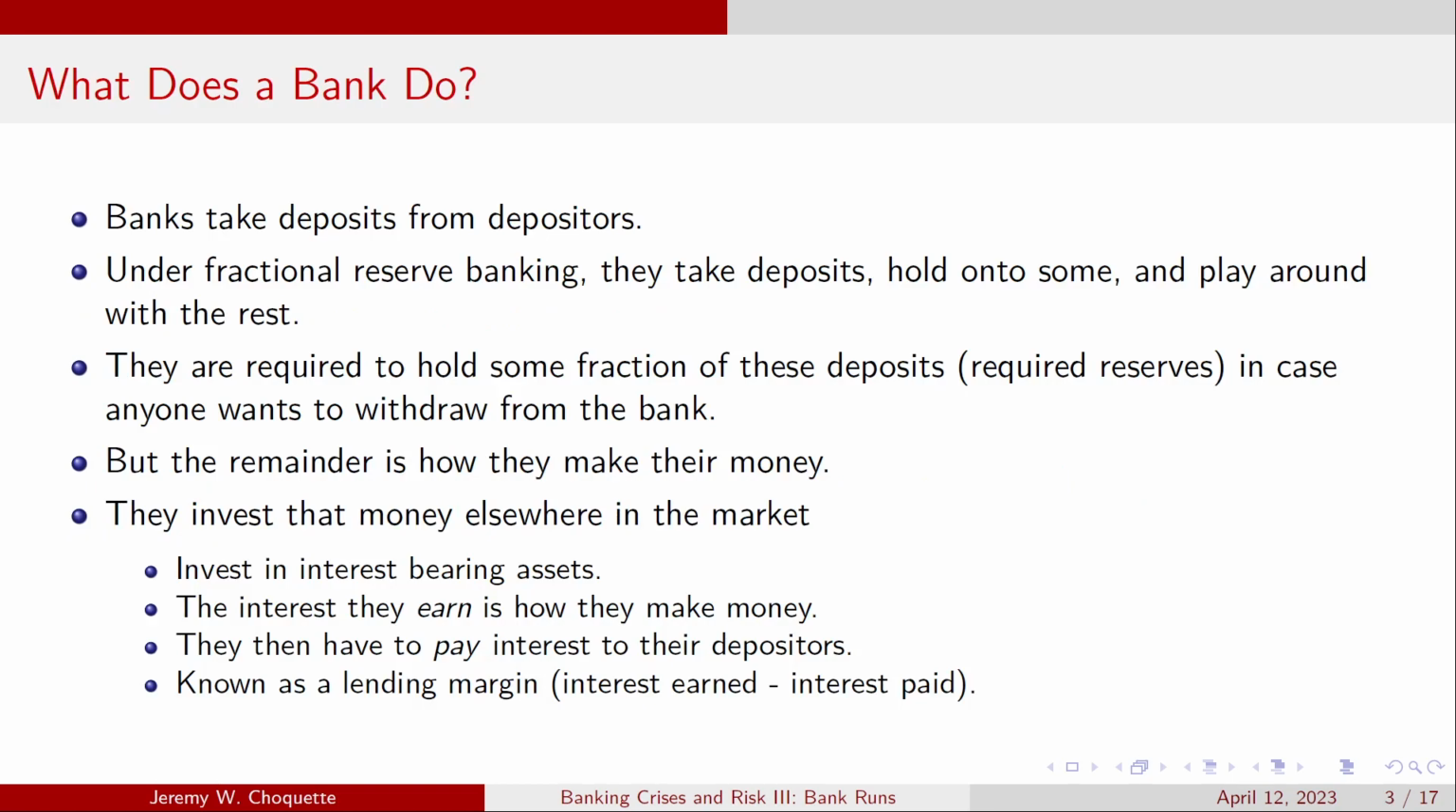So, what does a bank do? Well, the bank takes deposits from depositors, right? So you get paid, you go to the bank, you deposit your money in the bank. Under fractional reserve banking, they take the deposits, they hold on to some, and then they're going to play around with the rest. And they're required to hold some fraction of those deposits. Those are required reserves. We talked about those very early in this semester. And they're held in the event somebody comes in and says, hey, I want to close my account, I want to get all my money out.